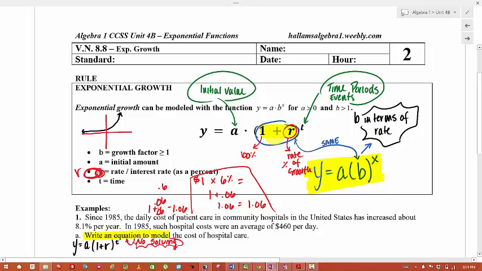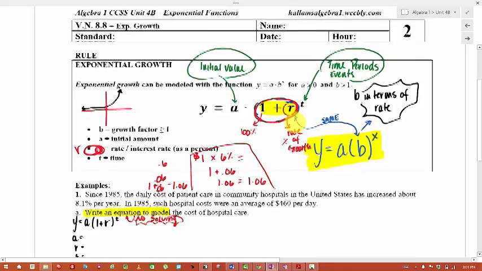So adding these two together is a way to make it one big growth factor. So that is b, 1 plus r. It is b. We're just breaking it up to 100% of the original plus r. What you need to know is whatever your rate is, add 1. That's what you need to know. Whatever your rate is, add 1. So let's see that in action.